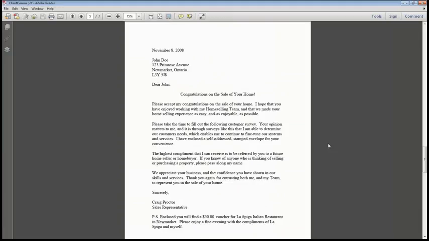I've enclosed a self-addressed stamped envelope for your convenience. The highest compliment that I can receive is to be referred to you by a future home seller or home buyer. If you know of anyone who is thinking of selling or purchasing a property, please pass along my name. We appreciate your business and the confidence you've shown in our skills and services. Thank you again for entrusting both me and my team to represent you in the sale of your home.